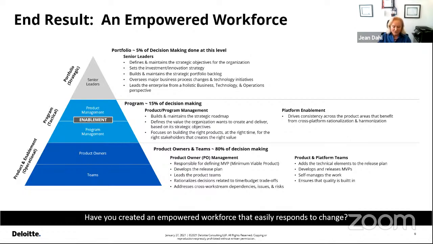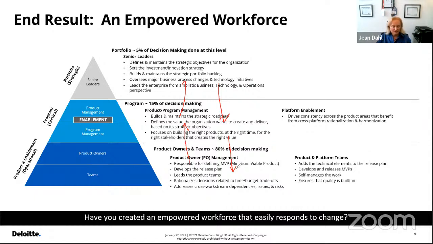So ask yourself, do you have an empowered workforce that can actually make approximately 80 to 85% of the decisions on a day-to-day basis, without having to pull this thing up and then pull it up here and then come back down with that decision and then finally back down to the teams? That is not Agile. And that's small a agile, which is nimble.